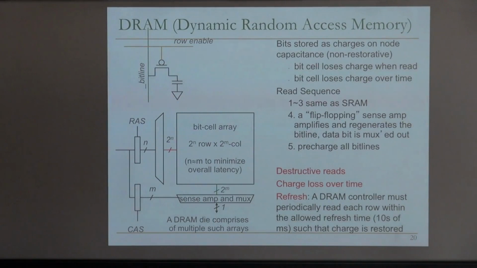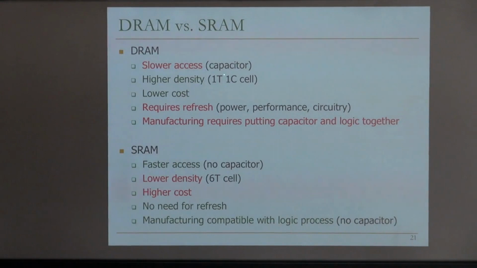So, okay, summary, DRAM versus SRAM. DRAM is slower access, you have the capacitor, higher density, because the cell is smaller, lower cost as a result. It requires refresh, it has destructive reads. Basically, you destroy the row when you read it, so you need to replenish it. And manufacturing it requires putting the capacitor and the logic together, which is not compatible with each other. SRAM, exactly opposite, basically. Faster, lower density, higher cost, no need for refresh, and manufacturing is compatible with the logic process. There's no capacitor, basically.